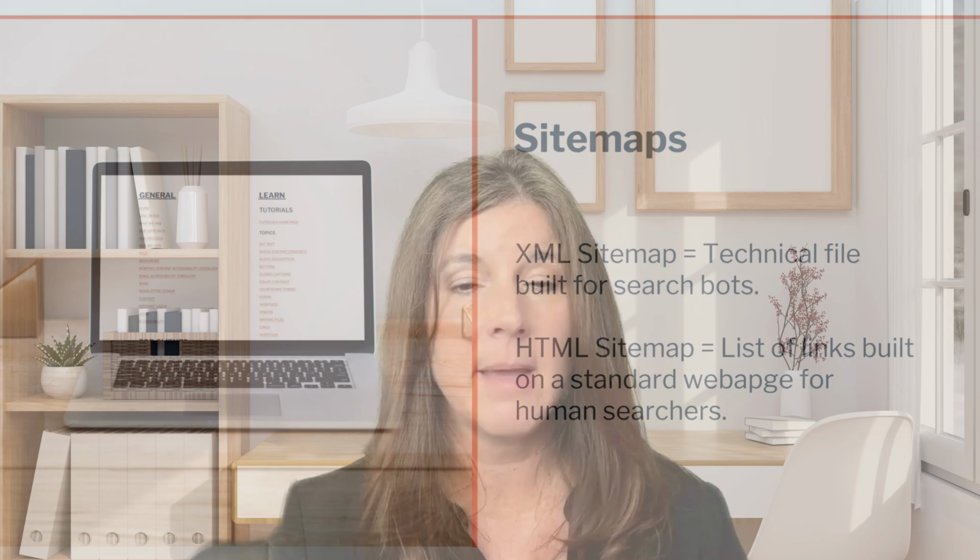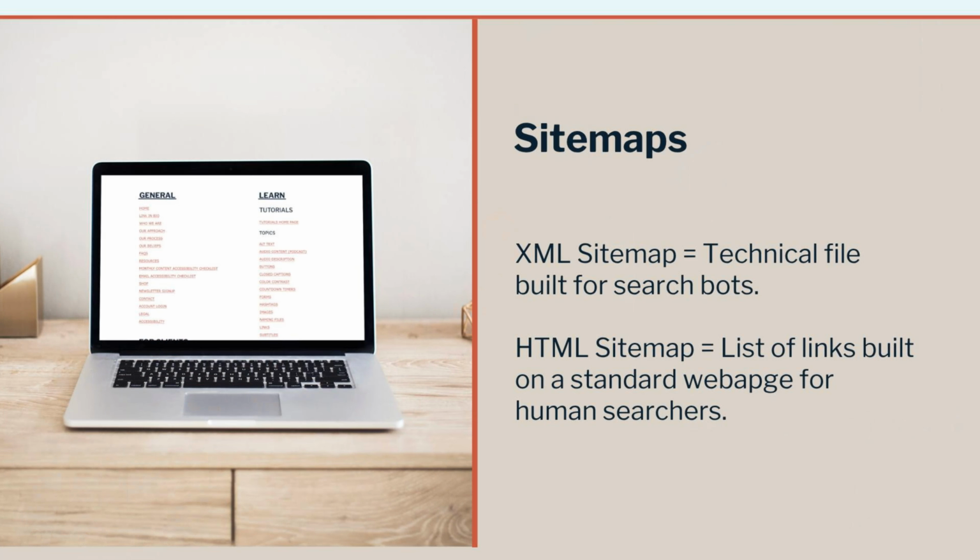Now let's talk about sitemaps, also referred to as HTML sitemaps. This might sound a bit scary or too technical, but all it is, is a simple web page that contains organized links to all the main pages on your website. People often confuse an HTML sitemap with an XML sitemap. An XML sitemap is a technical code file designed for search engine crawlers like Google.